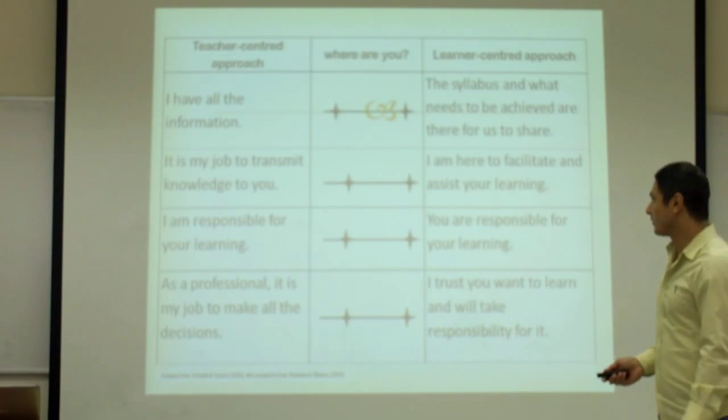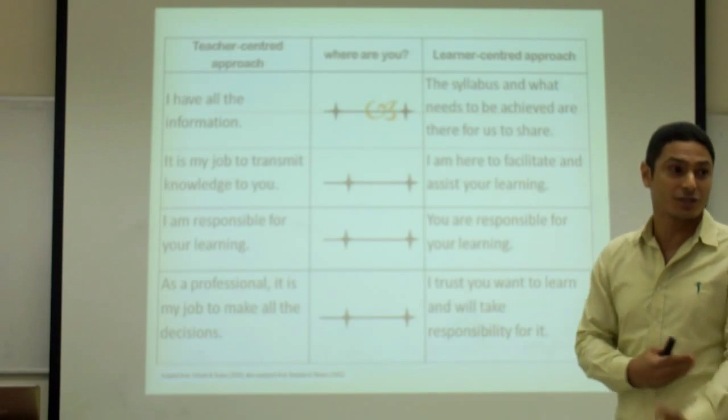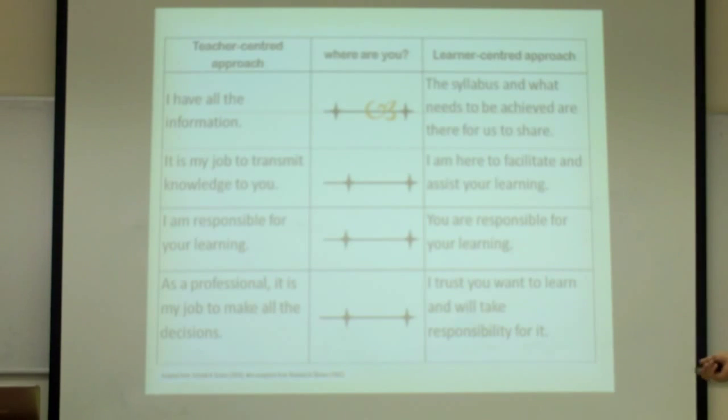It's my job to transmit knowledge to you. No. In learner-centered approach, I'm here to facilitate and assist learning. Am I responsible for your learning? Of course not. You are responsible, so if you get low marks in English, that's because of you, because you didn't ask me, because you didn't come well prepared for each classroom. As a professional, it's my job to make all decisions. No, in a learner-centered approach, I trust your decisions. You can take decisions for your own learning process, and you can improve accordingly.